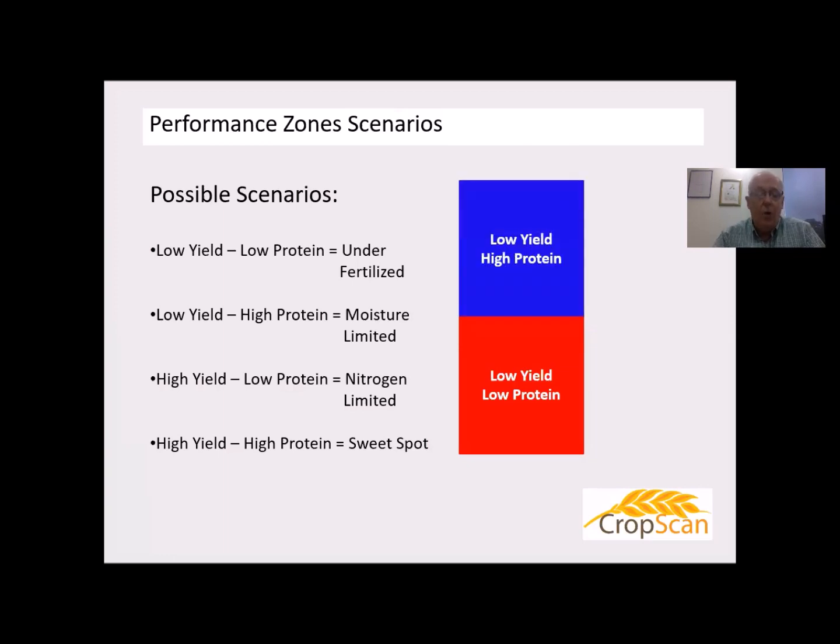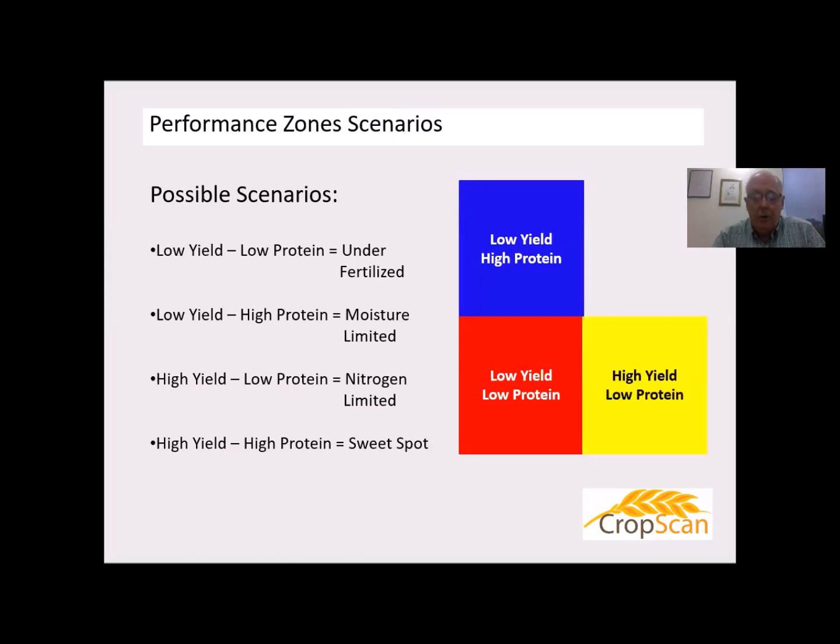If you have low yield, high protein, well, the problem is not so simple. This is probably due to some form of moisture limitation. It could be that a rain event has washed away nutrients. It could be that the nutrients have not been accessible. It could be that the rains didn't come at the right time. But the blue zone is where you've got to do some experimentation. You've got to do some investigation.